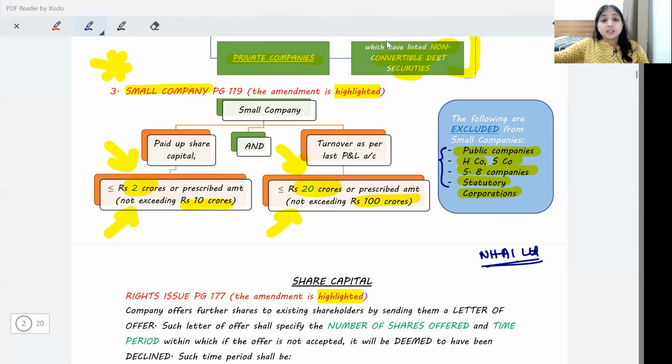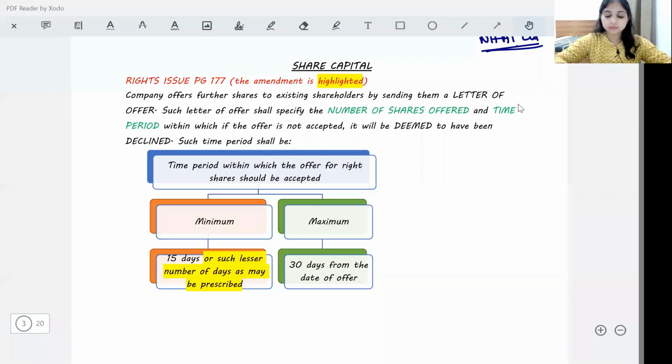Clear, right? So with this, we are done learning all the amendments, all the changes in the different kinds of companies. Now going ahead to the amendments in the share capital chapter, there is only one tiny amendment here, nothing significant. Let me tell you what it is about.